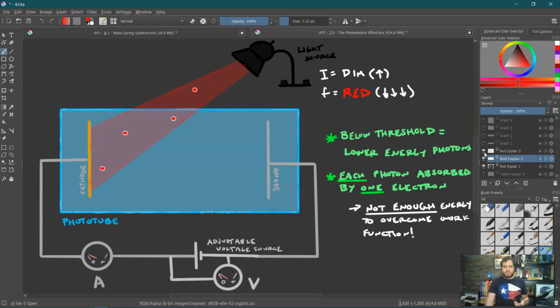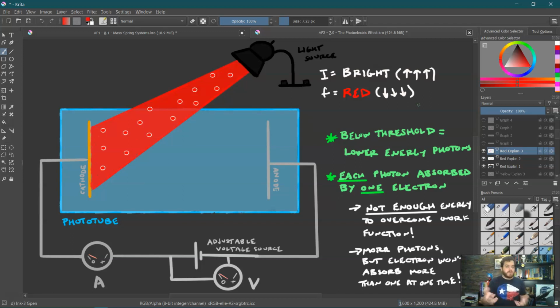Now, you might be thinking, well, if we add more photons to them, doesn't that mean an electron could absorb multiple photons?